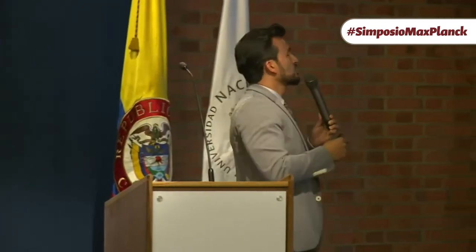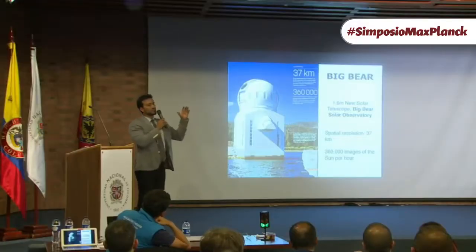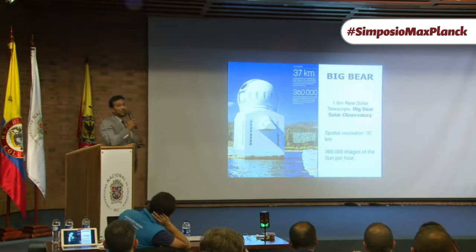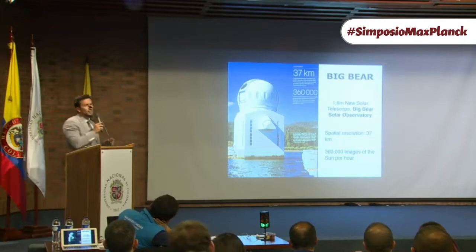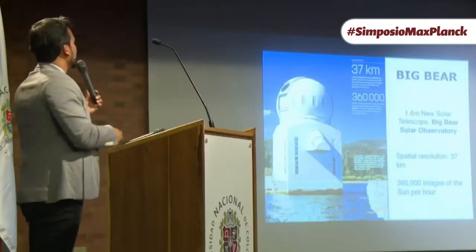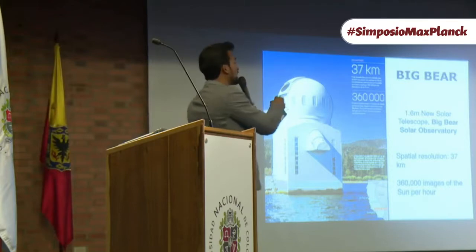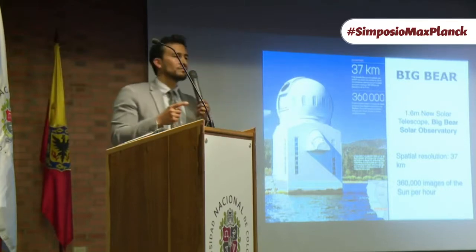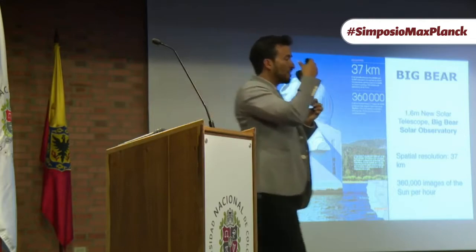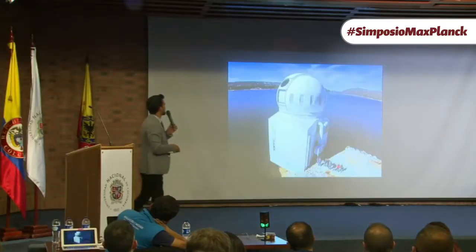This is the Big Bear Solar Telescope, which is located on a mountain in an area called Big Bear, in Southern California. It's at 2,500 meters, so more or less the same as Bogota, but obviously the skies are very clear, and you have a resolution which gives you 37 kilometers on the sun. That's really amazing. It's like trying to see the eyes of a fly which lives in Australia from here. So it's a very high level of resolution.